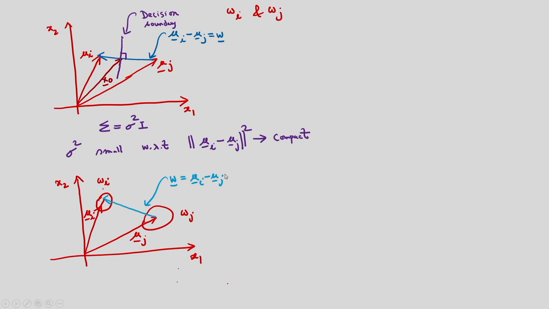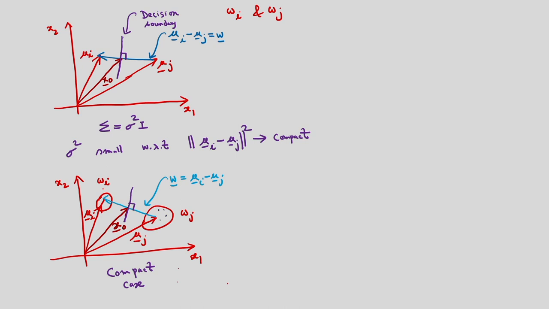j. After this, we consider the point x naught. Then I have to draw the decision boundary, that is the bisector. This decision boundary will be perpendicular, or orthogonal, to the weight vector, and it is passing through the point x naught. So, this is for the compact case. You can see it is easy to place the decision boundary between the classes.